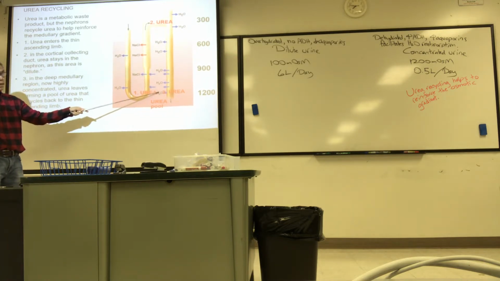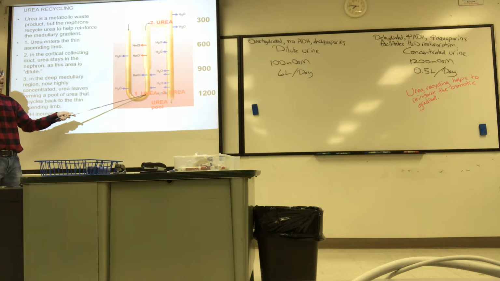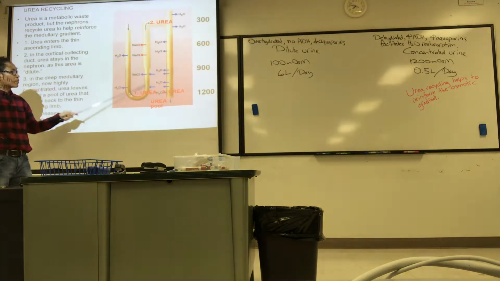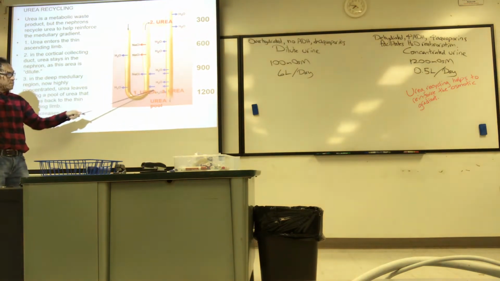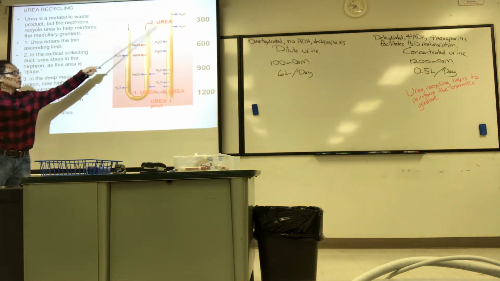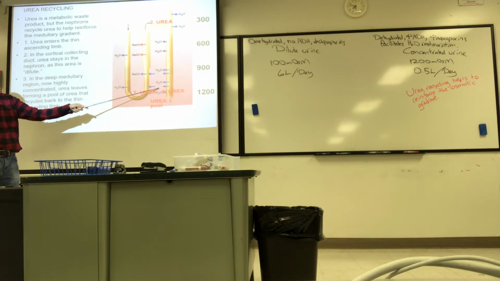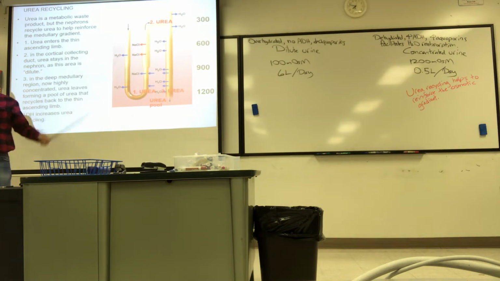But some of the urea will actually re-enter the ascending limb of the loop of Henle. It'll just kind of keep going around and around. It'll keep leaving here. Some will enter and some will leave, and it kind of pools here to help pull water out when aquaporins are present. So that's what we refer to as the urea recycling.